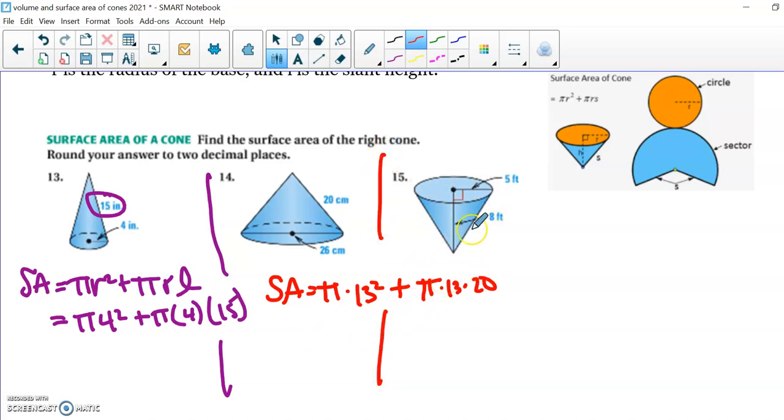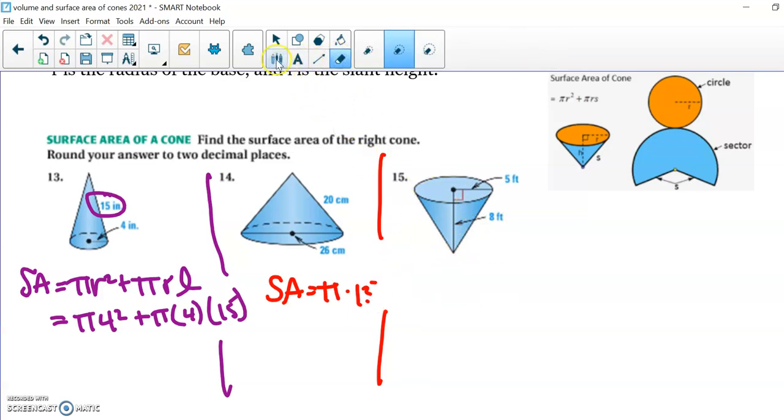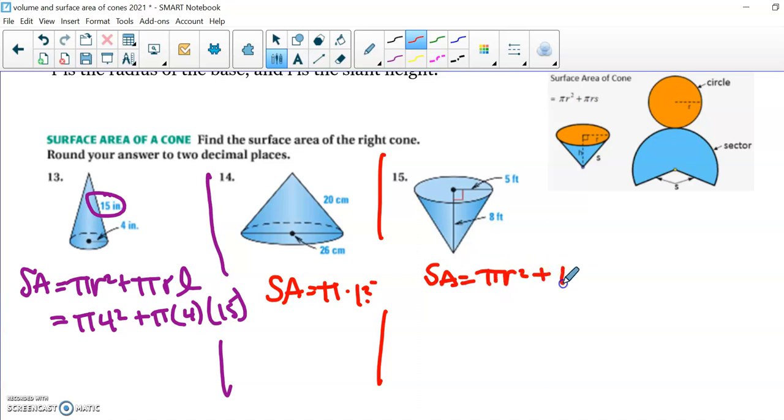All right, now this time, be careful, they're going to sneak these in there. This time they don't give you the slant height, they give you the actual height. So for volume, we want the height. For surface area, we need that slant height. So I'm going to write my formula. Surface area equals pi r squared plus pi r L. And so I know my radius is 5. What I don't know is L, my slant height.